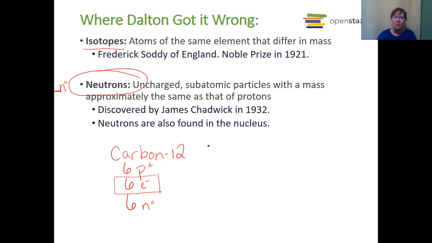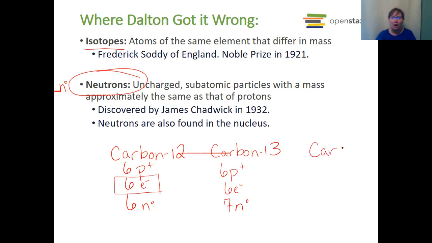Now, you probably haven't heard of something called carbon-13. Carbon-13 makes up about 1.1% of all carbon. Carbon-13 has 6 protons, 6 electrons if it's neutral, and 7 neutrons. So that makes it a little bit heavier.